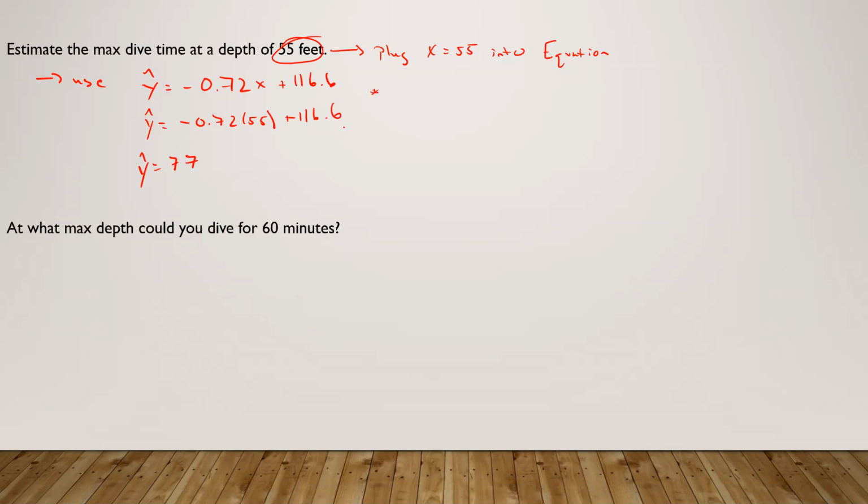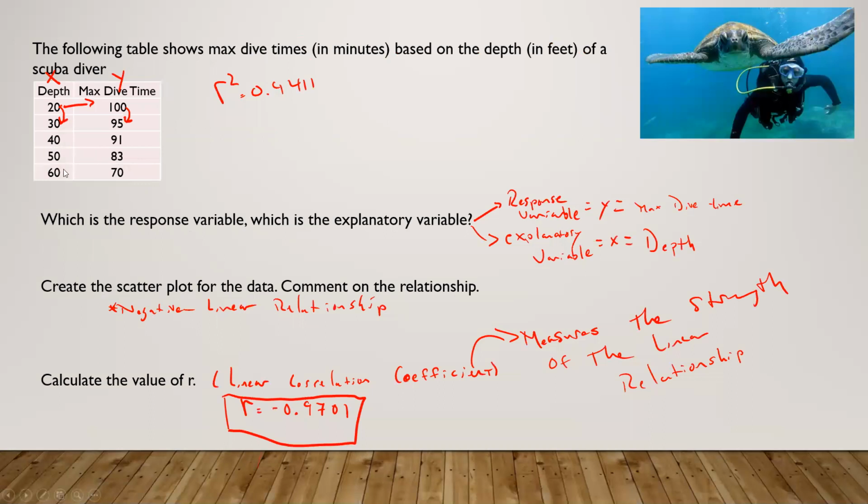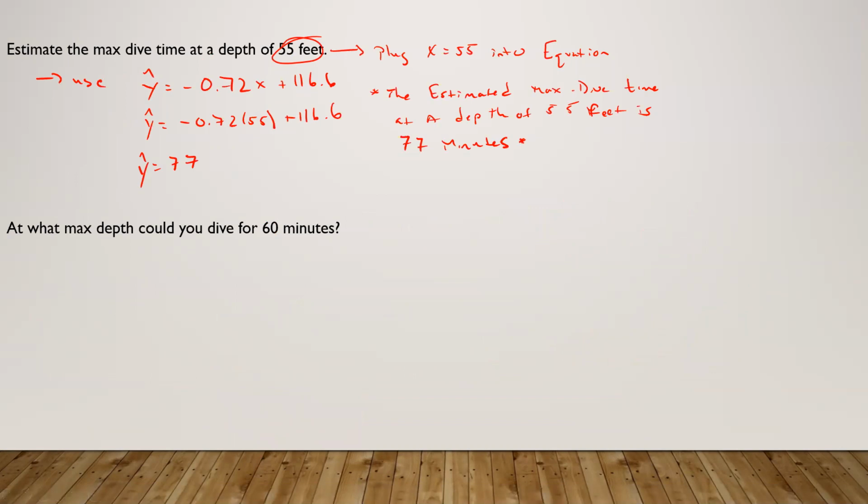Let me put some words to this. The estimated max dive time at a depth of 55 feet is 77 minutes. And if you look back here, let's see if that makes sense. 55 is somewhere between 50 and 60, and 77 is somewhere between here. So it makes sense, it works out. That one is pretty straightforward. Think you could handle one of these questions on the exam?